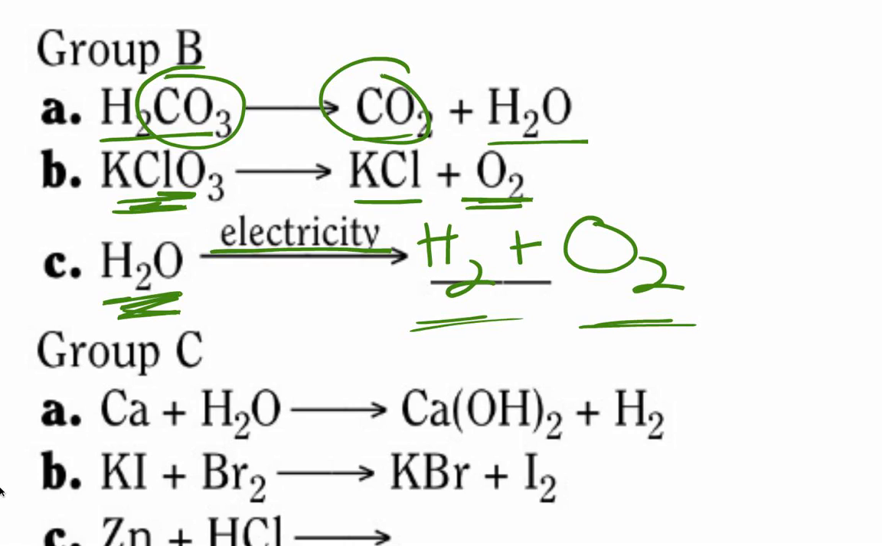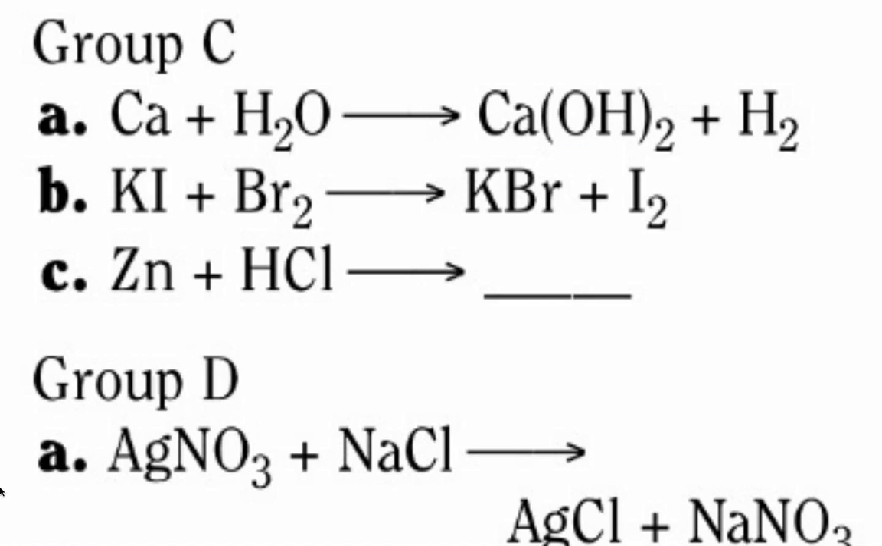One other bit with this, we can run electricity through a lot of compounds, through most of our ionic compounds, and break them into their individual elements. So that is an option. Electrolysis will separate most of our ionic compounds down into their elements.